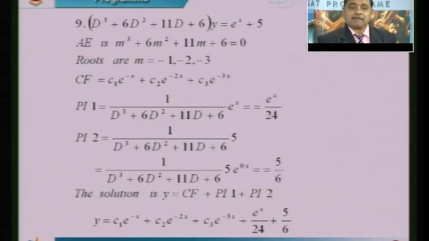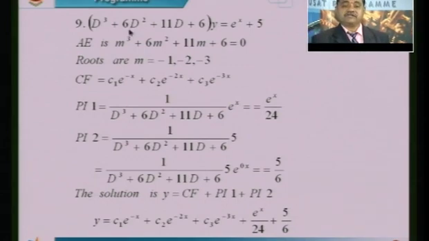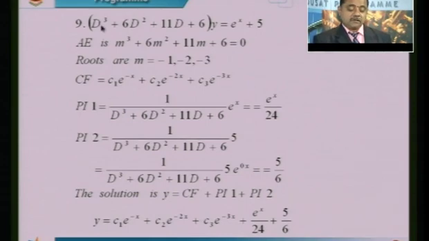We see, as an example, a third order equation. See the equation: D cubed plus 6D squared plus 11D plus 6, into y, is equal to e power x plus 5. This is very important. Only a constant is given; there is no e power along with it. In type 1 and 2 you will get this. Whenever you get a constant, you say it is e power 0x. Why? 5 into 1, correct? 1 I can take as e power 0x.